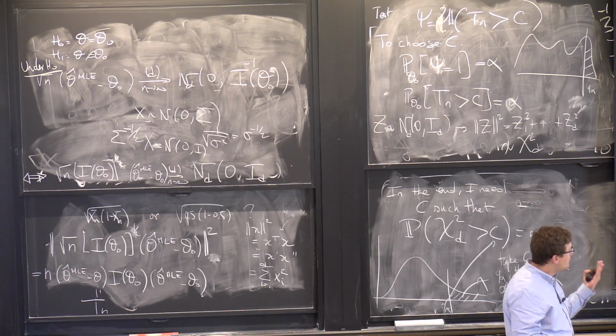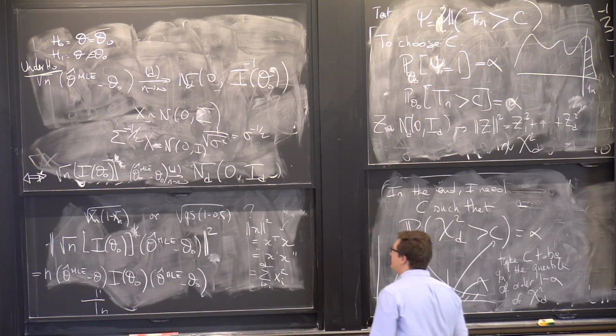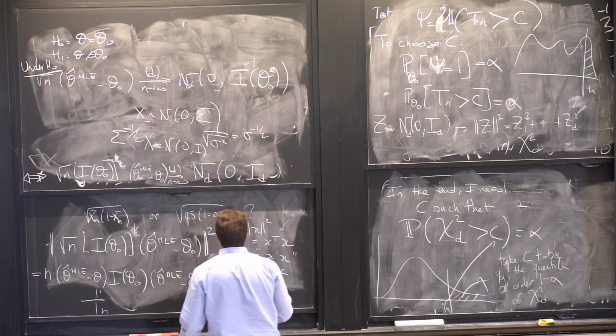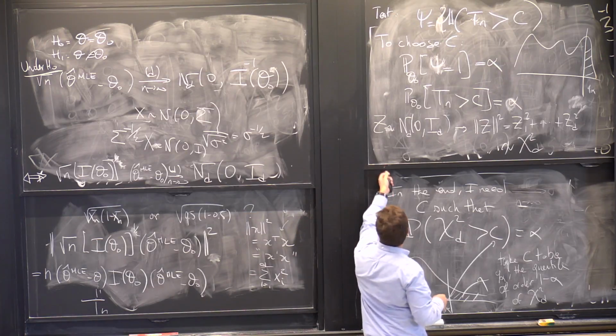Okay, and so just as a remark, this test, Wald's test, is also valid when I have this sort of other alternatives that I could see quite a lot, right? If I actually have what's called a one-sided alternative. All right, by the way, this is called Wald's test, okay? So taking Tn to be this thing.